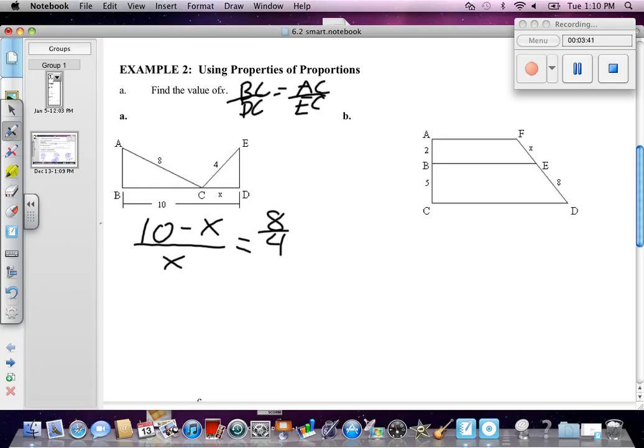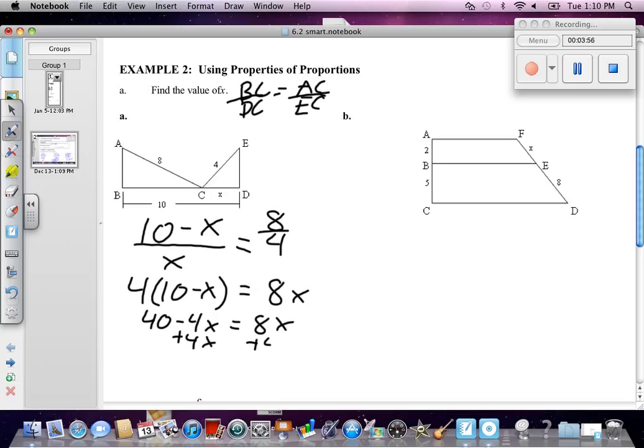I'm going to cross multiply, giving me 4 times 10 minus X equals 8X. I get 40 minus 4X equals 8X. Add 4X to both sides. 40 equals 12X. We divide both sides by 12. And X equals approximately 3 1/3.